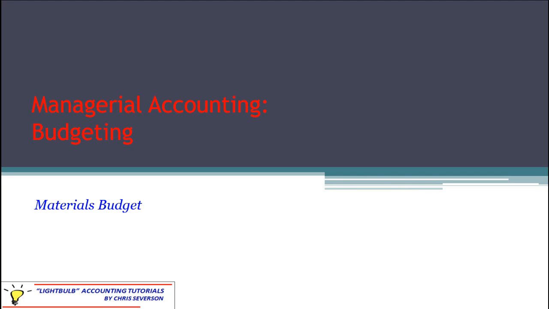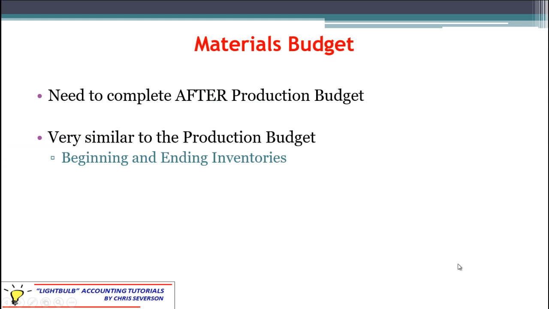Welcome to our next budgeting discussion with the materials budget. This is completed after we've completed the production budget. So we have to know what units we're going to produce before we know what materials we need to purchase. Now, this one is very similar to the production budget because of the idea of the beginning and ending inventories.